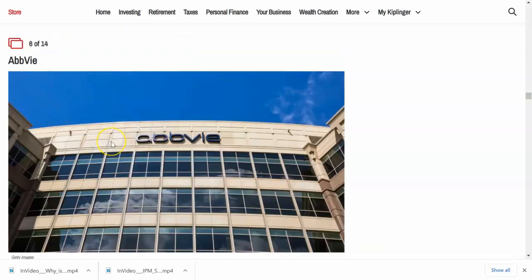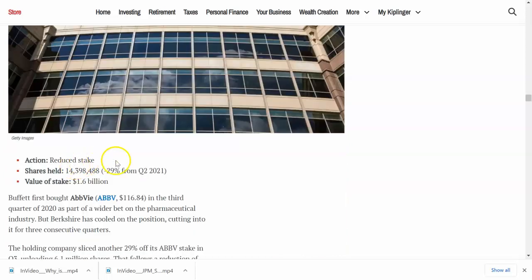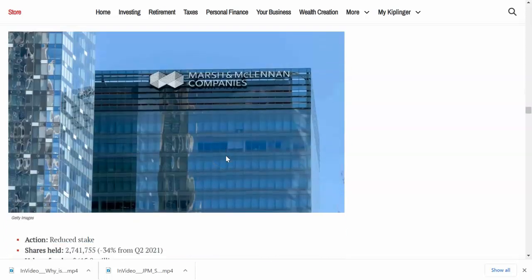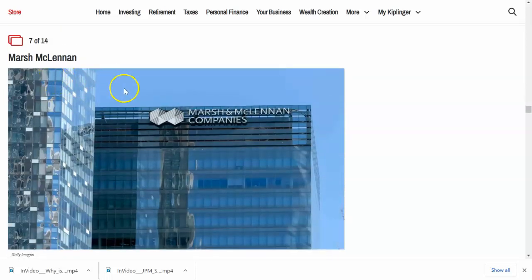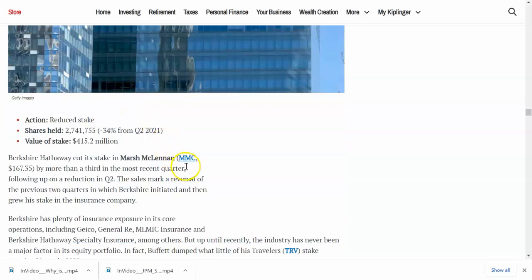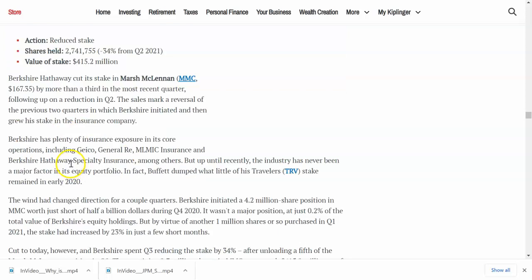This is a big one. Abbey reduced his stake, but this is the one I'm looking at. Marsh McLennan, stock symbol MMC, reduced the stake. Now, Warren Buffett is very much covered in insurance. He's famous for Geico, General Re, and some other stuff. So he's well covered. He's not going to be losing too much by getting rid of Marsh McLennan.